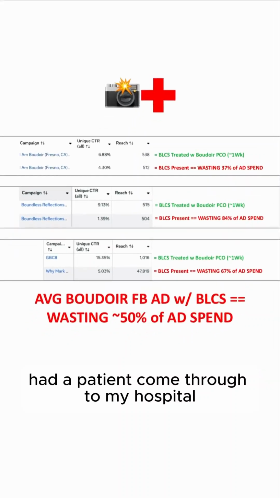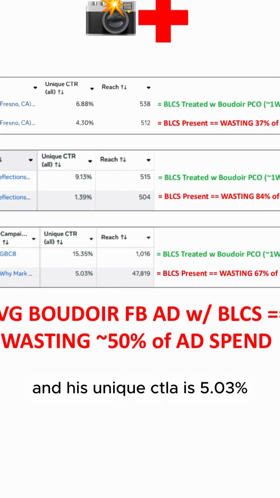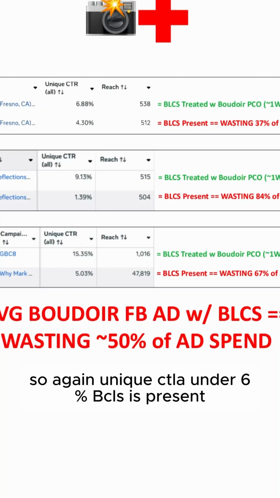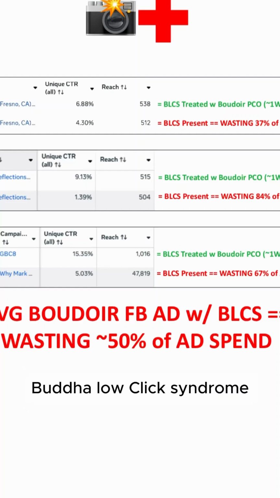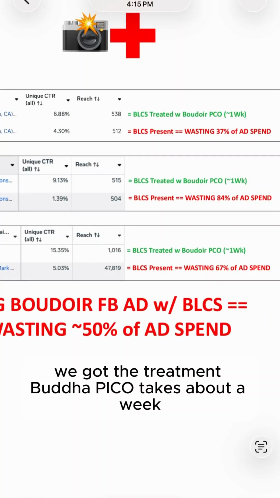Finally, we had a patient come through to my hospital, and his unique CTR is 5.03%. So again, unique CTR under 6%. BLCS is present, Boudoir low click syndrome. But we know what to do. We got the treatment, Boudoir Pico. It takes about a week.